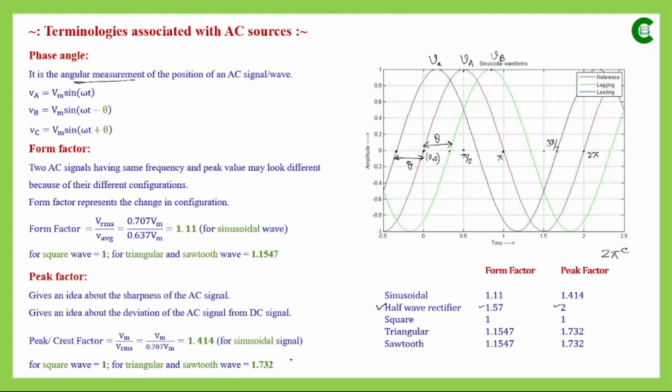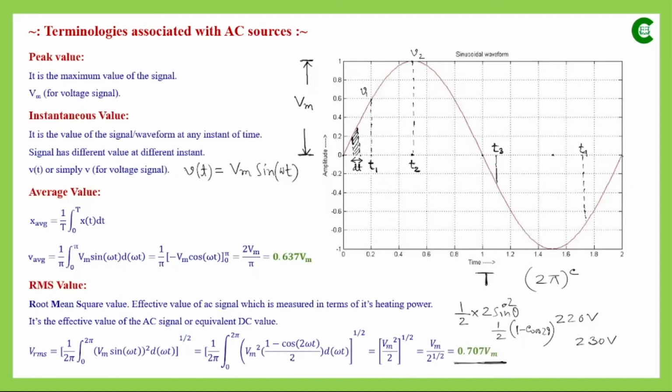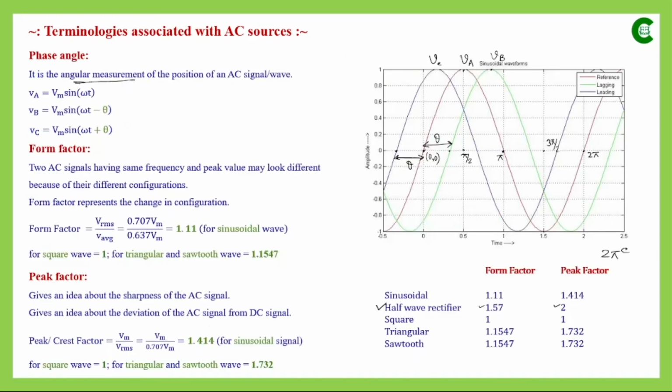Now, in this lecture, we have learned about different AC signals and different terminologies like peak value, instantaneous value, average value, RMS value, and different factors like form factor and peak factor. Also, we have got a brief idea about phase angle.